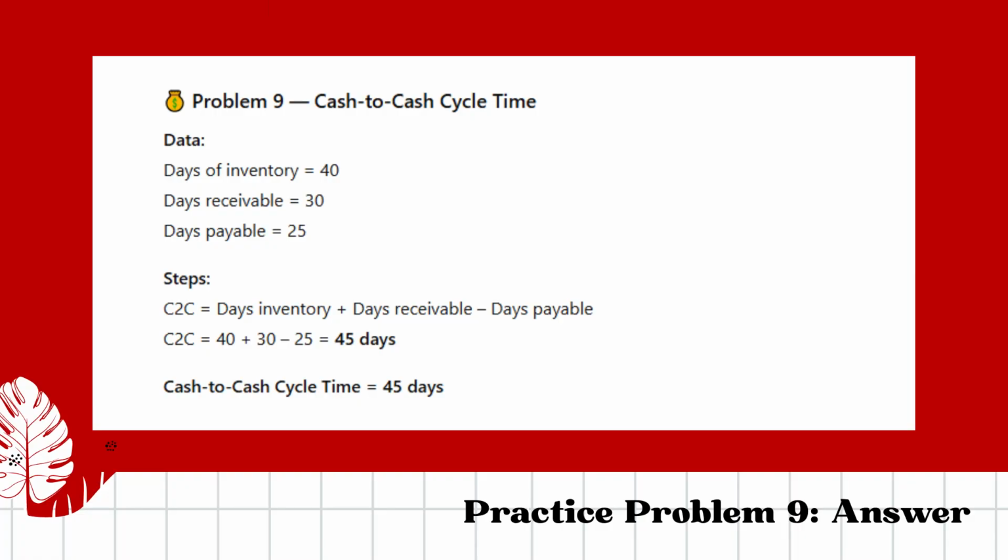Problem 9. Cash-to-cash cycle time. A firm reports 40 days of inventory, 30 days of receivables, and 25 days of payables. We need to determine the cash-to-cash cycle time.